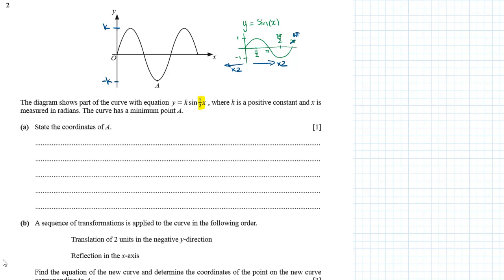And so on our wave, we can put in that one period is 4 pi, halfway will be 2 pi, a quarter will be pi, and 3/4 will be 3 pi, which leads us to just reading the point of A as 3 pi and -k.